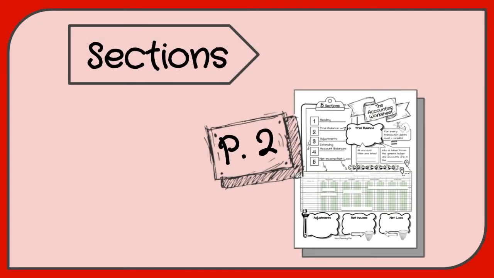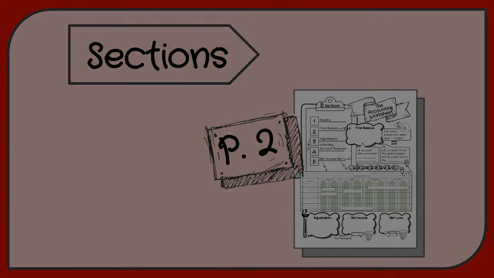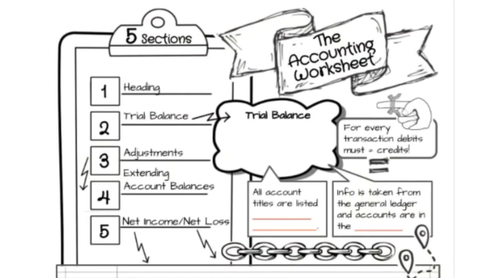Moving on to page 2, this is all about the sections of the worksheet. So there are 5 total sections. 1 is the heading, 2 is the trial balance, 3 are adjustments, 4 you extend the account balances, and then 5 is net income or net loss. So a little bit more info on the trial balance. It is defined as a proof of the equality of debits and credits in a general ledger. And we already know that for every transaction, debits must equal credits. And so this is just confirmation that your overall debits equal your overall credits.